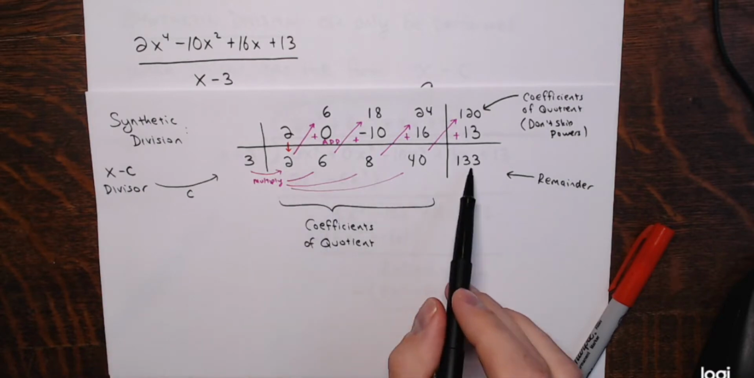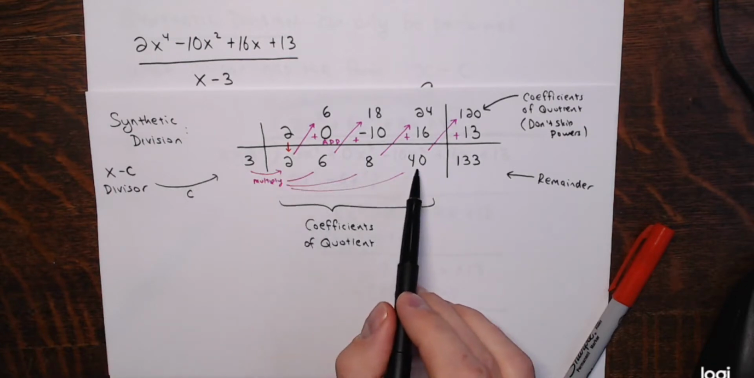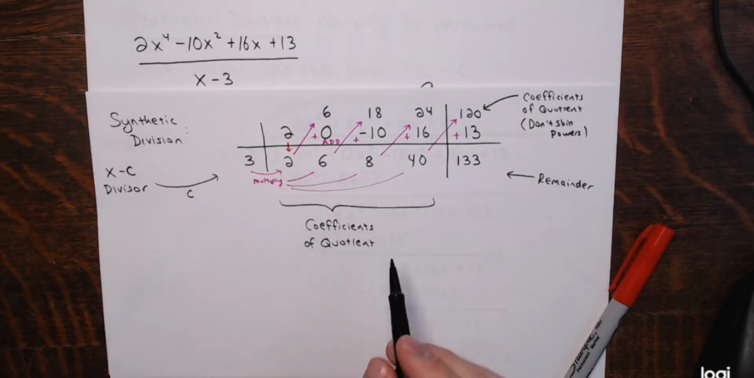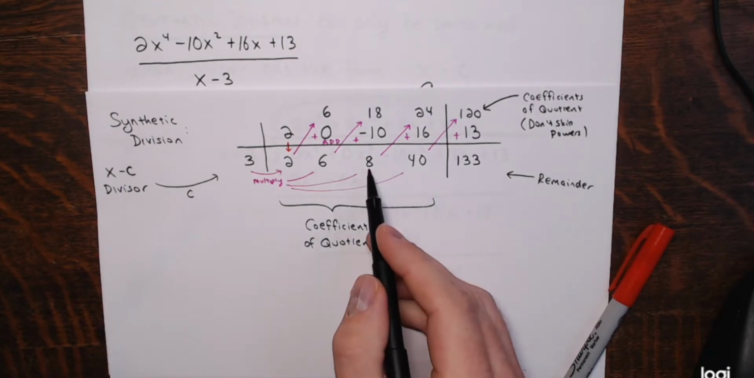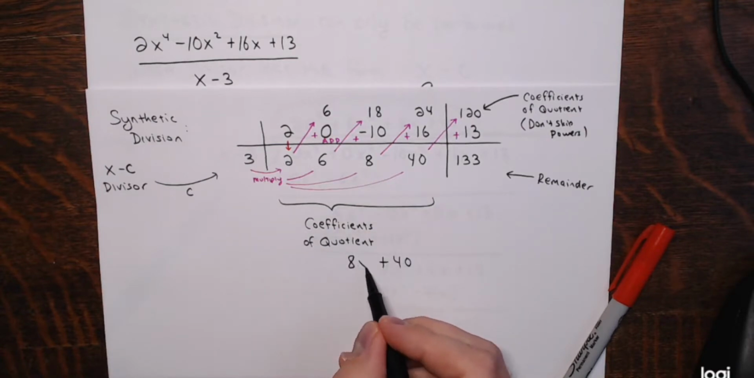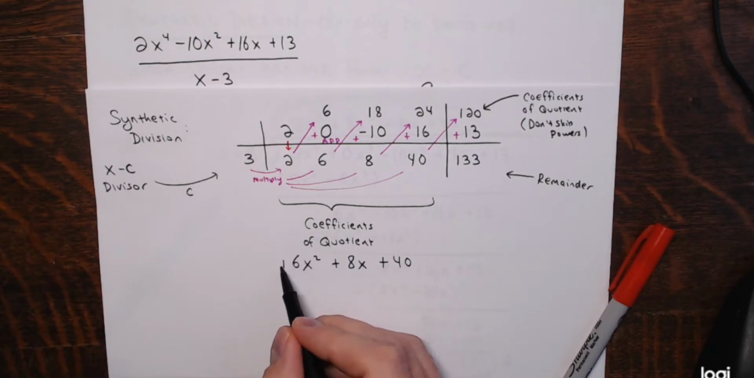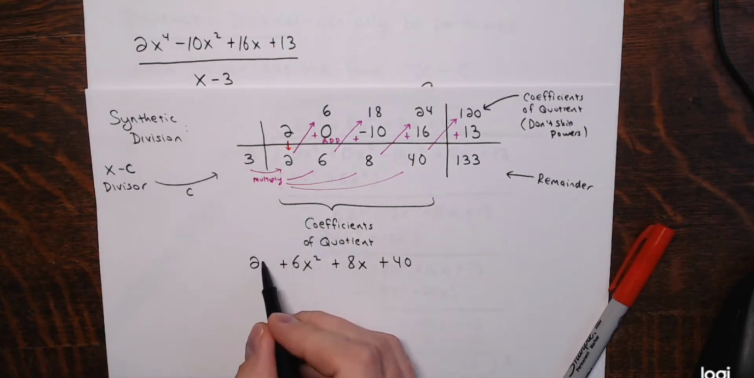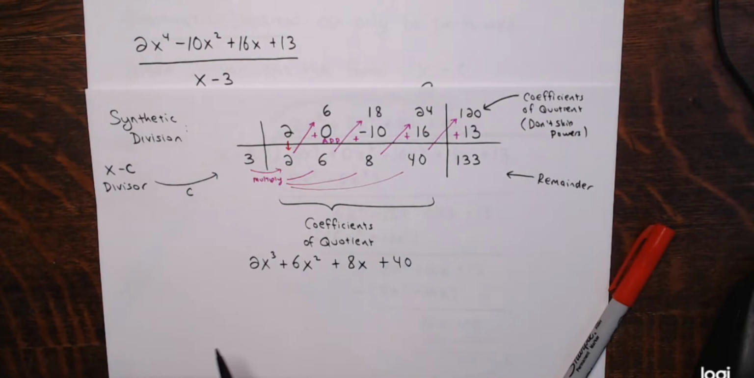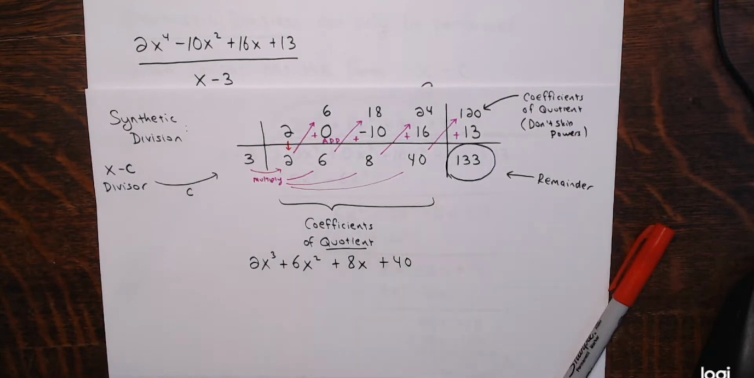Now look at these numbers between the bars and in the lower right corner. These are the coefficients of the quotient in descending order. So the constant term is positive 40. The last term should be the constant term. The x to the first term would be positive 8x. Then the x squared term would be positive 6x squared. And then the highest power for the quotient would be x cubed, 2x cubed. No need for a plus sign in front of that. So the quotient is 2x cubed plus 6x squared plus 8x plus 40, and then the remainder is 133.